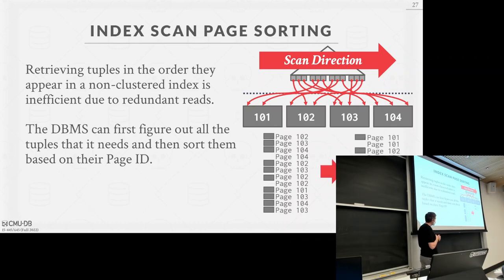So a really simple optimization is I just do my scan first, figure out all the pages I'm going to need to touch, sort them based on the page ID, and then scan through in that order. That guarantees that I'm only going to ever fetch one page once and only once for this query.